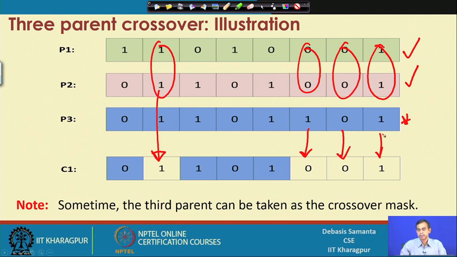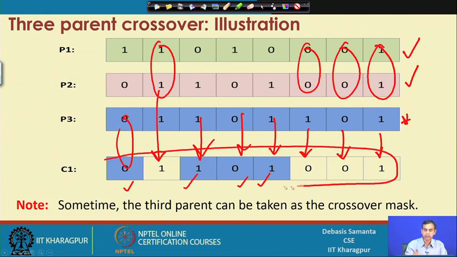So, we have copied directly from the two parents where they contain the same bit positions. Now, for the remaining bits in the offspring, we can select from the third parent. That means this is selected from this one, this is from here, this is from here, and so on. This way the new offspring will be created. So, we can see here that 3 parents can be involved in producing one offspring, and it is a mechanism like this one.